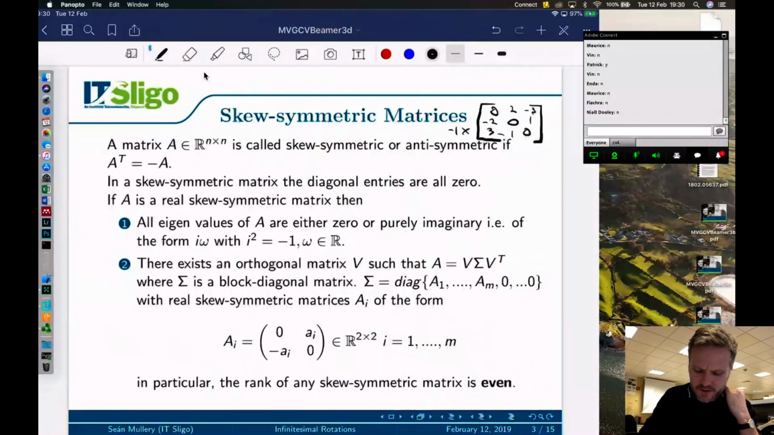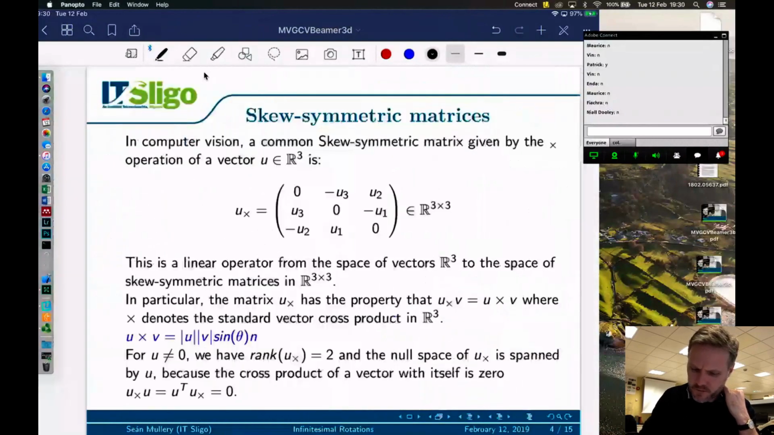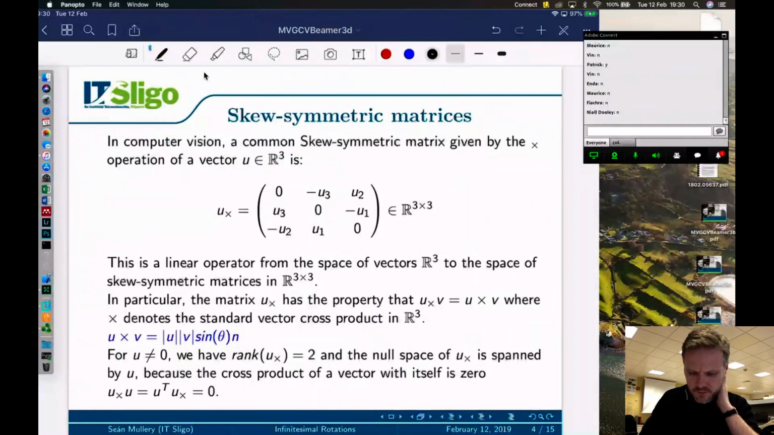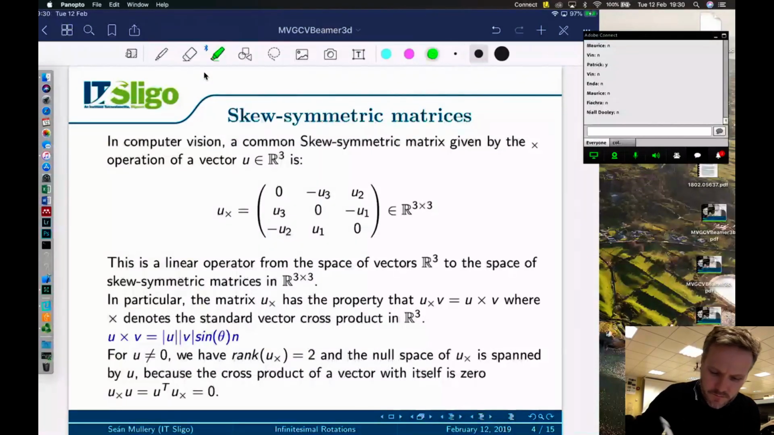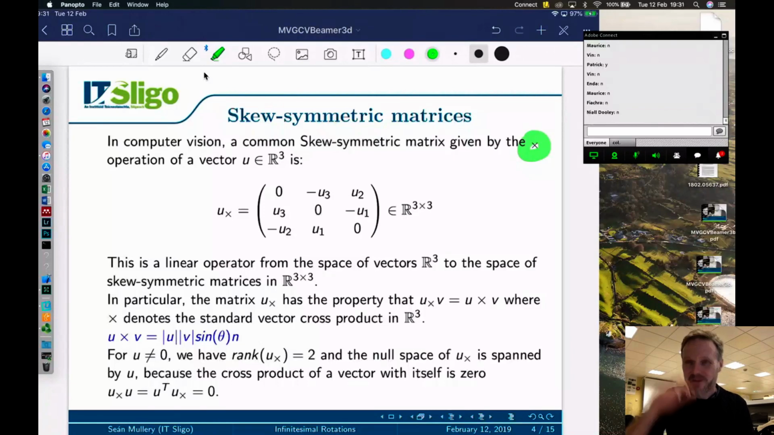That second thing there, I don't think it's vitally important for what I want to tell you tonight, so I'm going to jump it. Okay, so in computer vision, a common skew-symmetric matrix is given by this operator. That's not just a little artifact. That's the actual operation. And I've put it down there for a reason. It's normally down in the subscript.